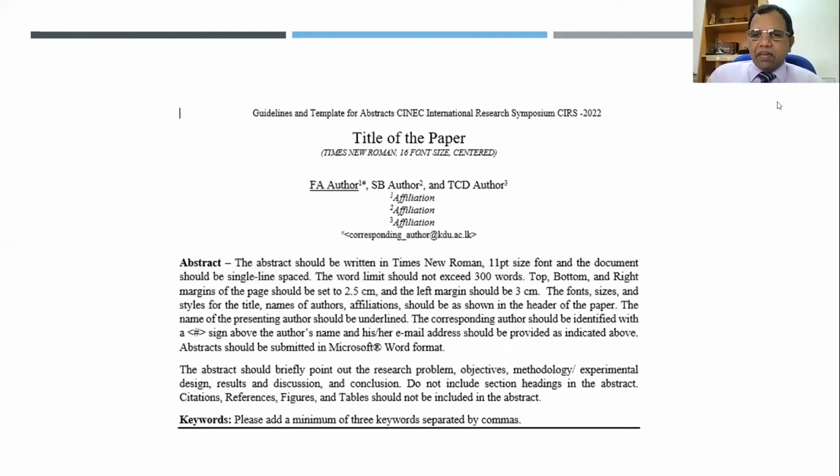So let's see an example of what we call an abstract. You have the title of the paper, and then you put your authors' names with their affiliations, and then the abstract comes. It says the abstract should be written in Times New Roman, as I was mentioning earlier, 11 point size. This differs from time to time; this is just one example. It's about the CINEC International Research Symposium, our CIRS 2022 abstract, how you should write it. 11 point size font, the document should be single line spaced, and the word limit should not exceed 300 words.